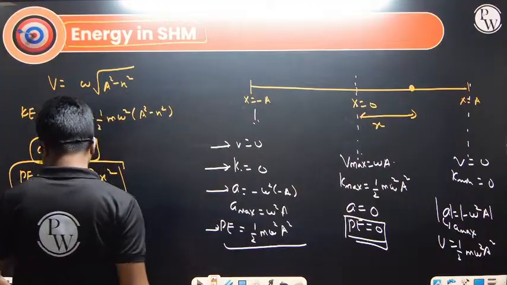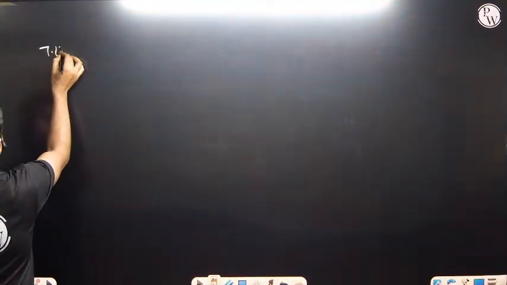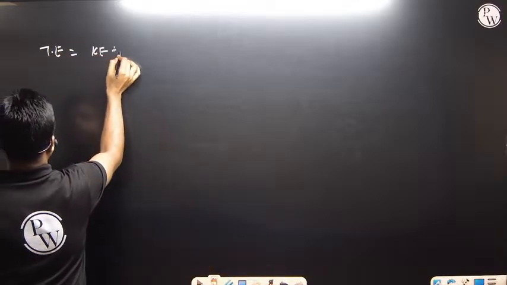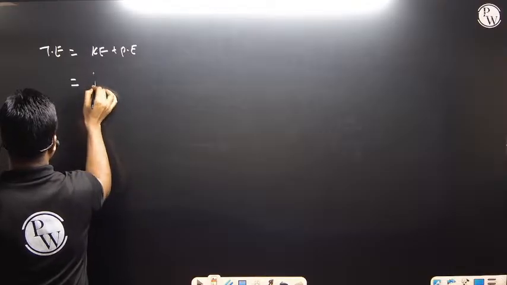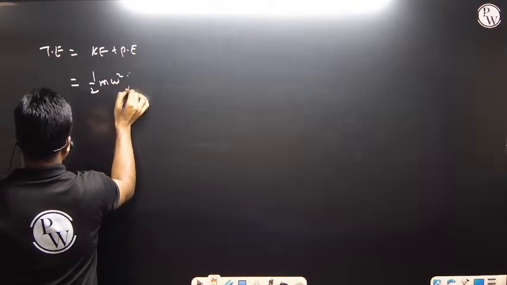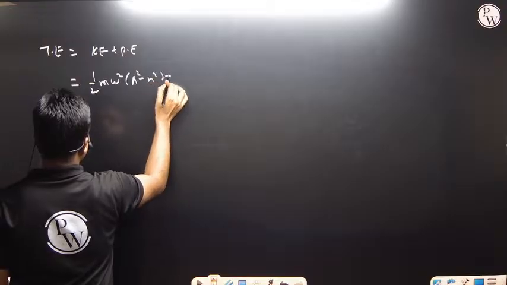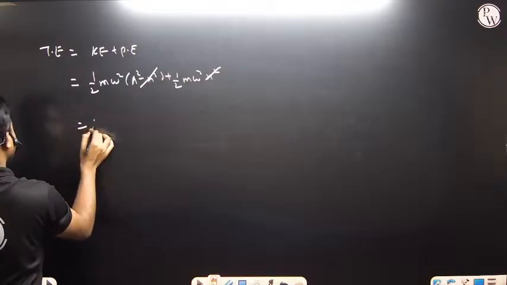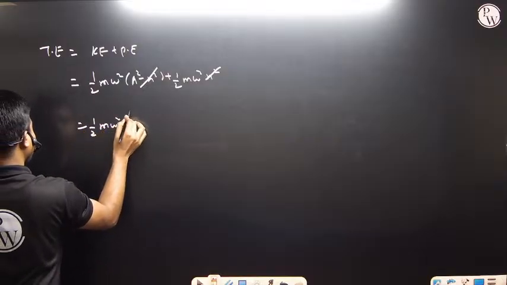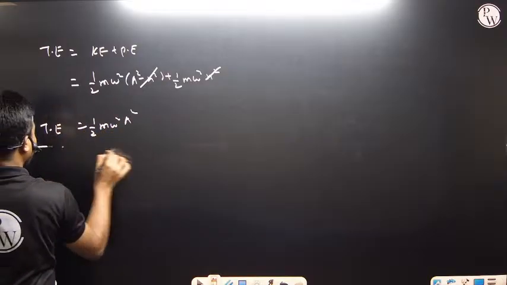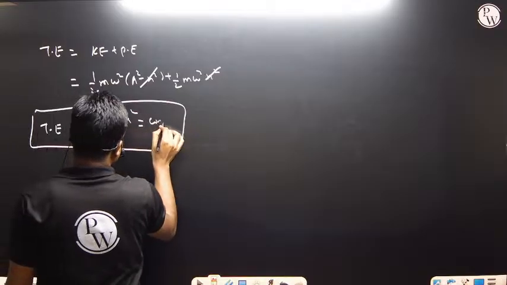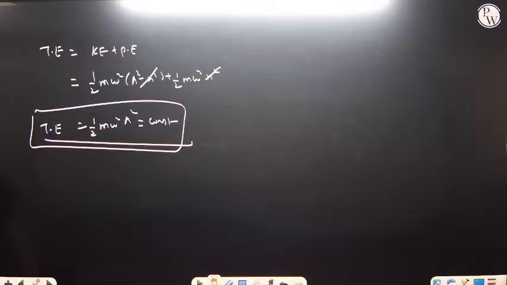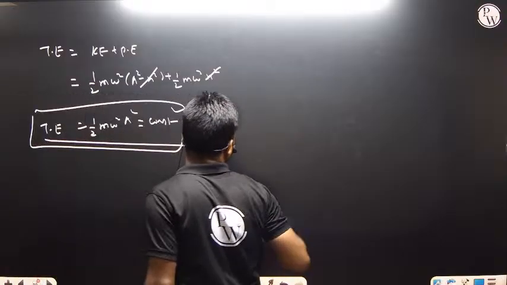And what about the total energy? The total energy is always given by the sum of kinetic energy plus potential energy. So kinetic energy plus potential energy: half m omega square, a square minus x square, plus half m omega square x square. The x square terms cancel. What do we get? Half m omega square a square, that is the total energy, and this value is constant for SHM. If any object is doing SHM, the total energy has to be taken as constant.